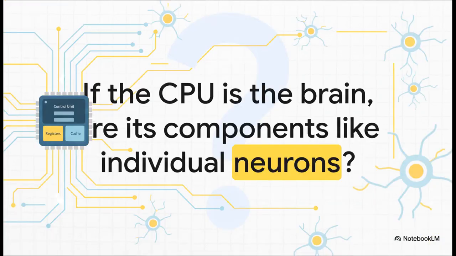And I'll leave you with one last thought. We started this off by calling the CPU the brain. Well, if that's true, could you think of the CU, the ALU, and all those registers as being like individual neurons? You know, each one has a very small, very specific job, but when they all fire together in that perfectly timed cycle, they create something incredibly powerful and complex. It's a pretty cool way to think about it.